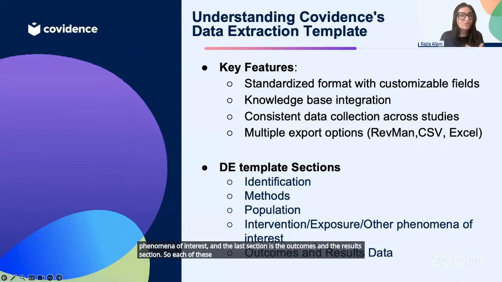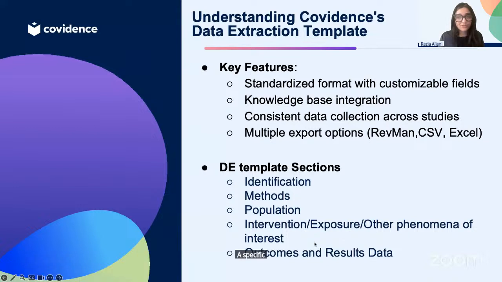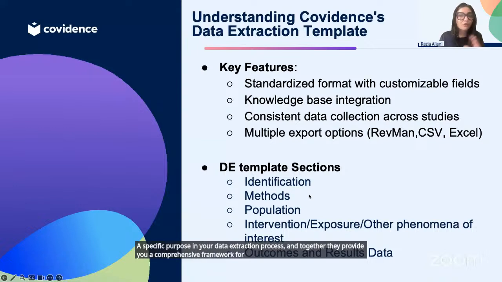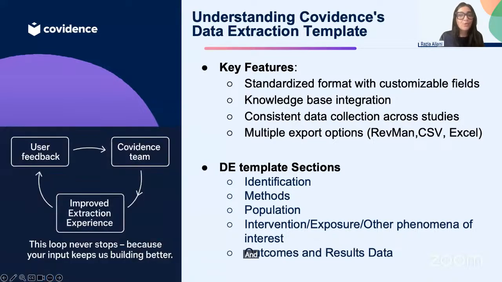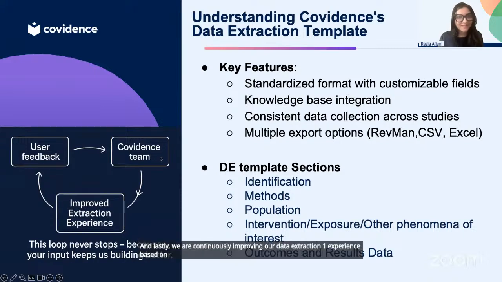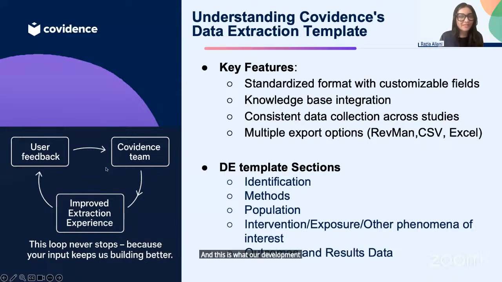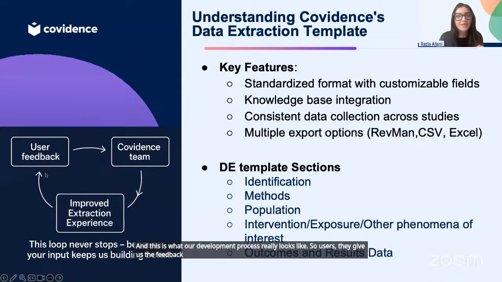Each of these sections serves a specific purpose in your data extraction process, and together they provide you a comprehensive framework for capturing all relevant data from your included studies. And lastly, we are continuously improving our data extraction experience based on ideas that don't come from us, but come from you. This is what our development process really looks like. Users give us feedback, our team listens, and then we ship improvements. It's ongoing, so if you haven't already, tell us what you need, because chances are you'll see it show up in Covidence data extraction in the future.